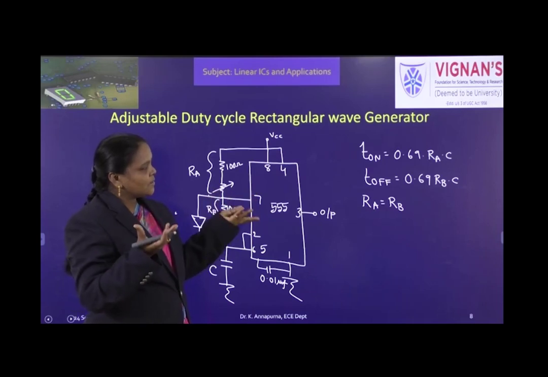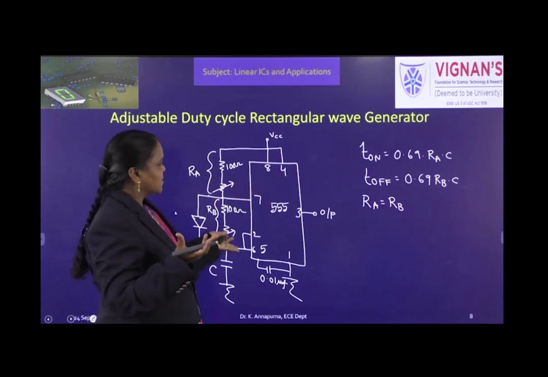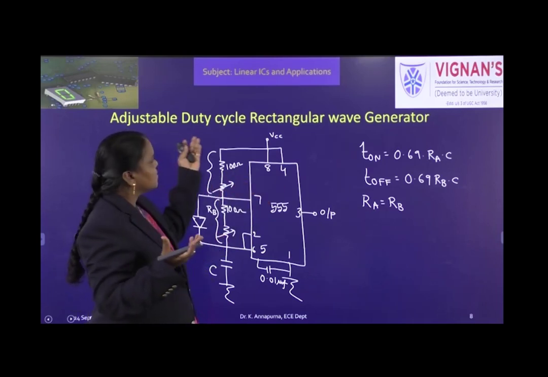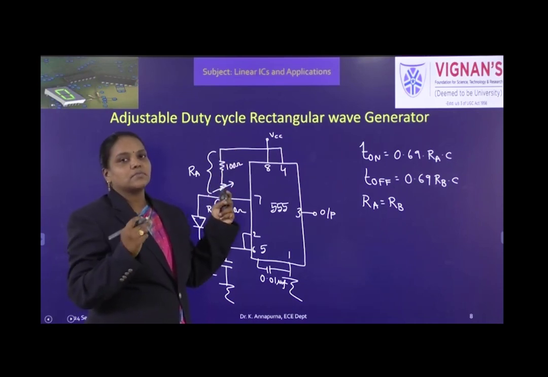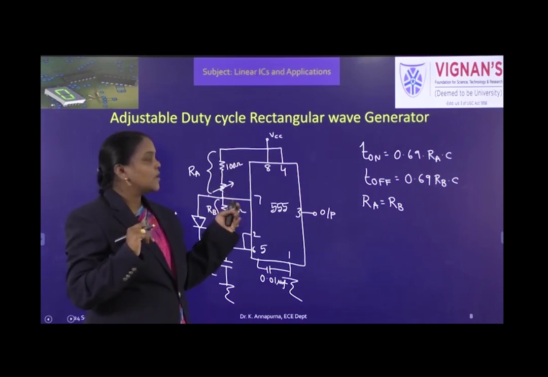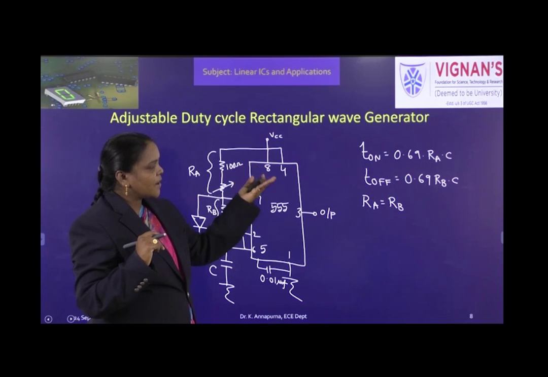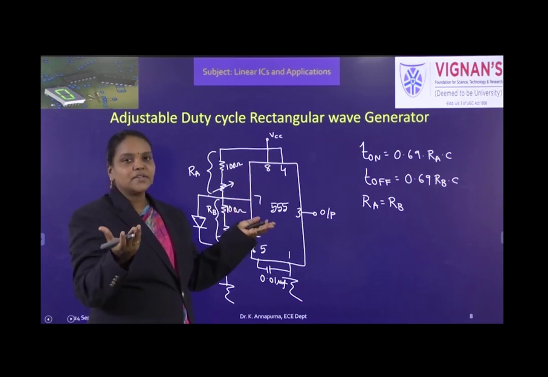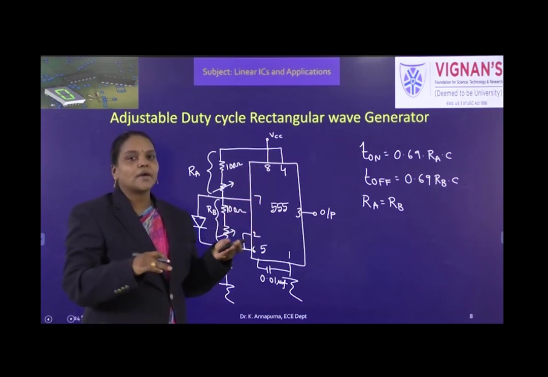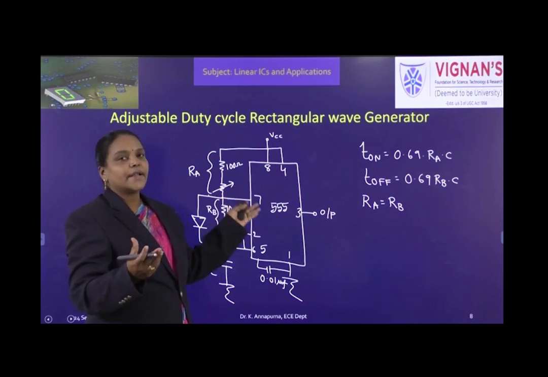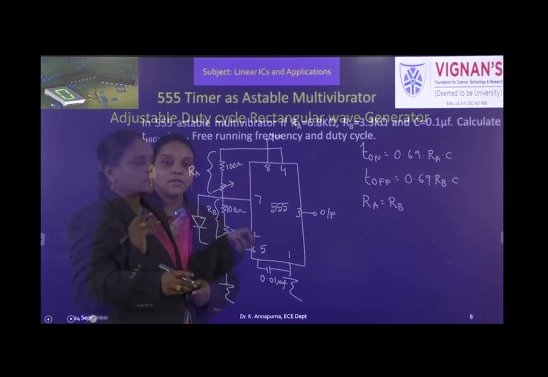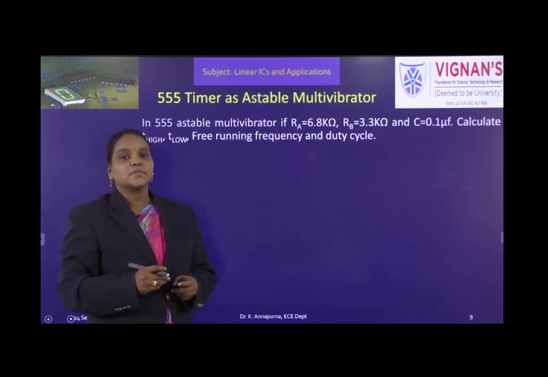If you want any other duty cycle also, it is very easy. That's why it is called an adjustable duty cycle rectangular wave generator. For any values of RA and RB based on your requirements, with the help of different RA, RB values, we can get the required duty cycle. Okay, now let us see some problems.